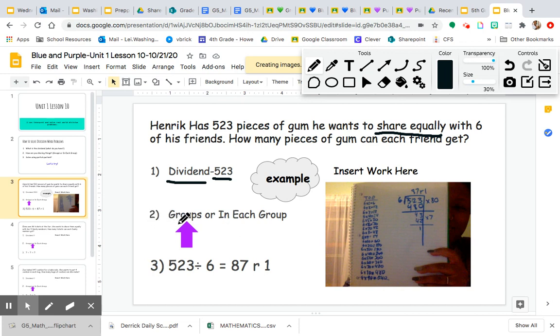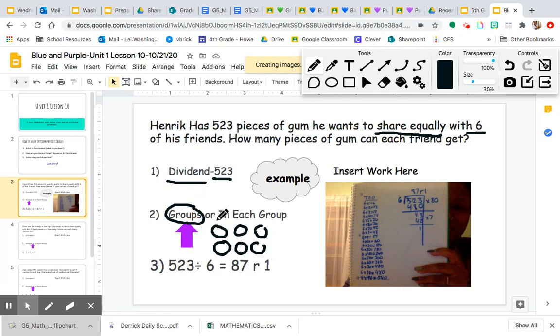Next, step 2, you think, do I know my groups? Do I already know how many circles I have? Or do I know how many goes in each group? So if I were to solve this making a problem, Henrik has 523 pieces of gum and he wants to share equally with 6 of his friends. I would know that I would need to draw 6 circles. And I would need to figure out, well, how many dots go in each of these circles. So that tells me I know how many groups there are.